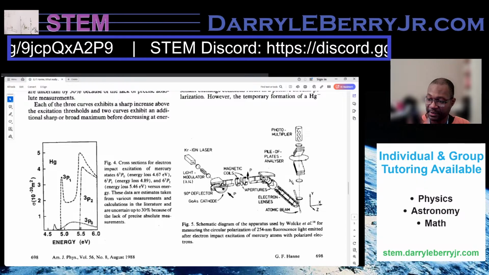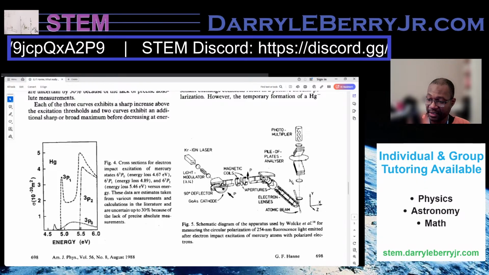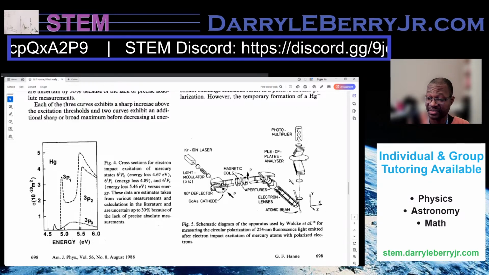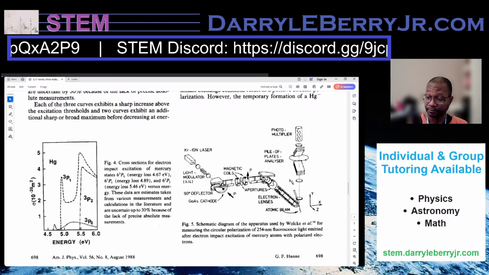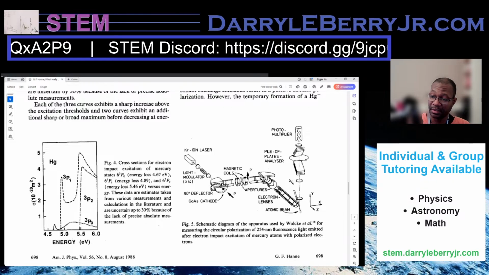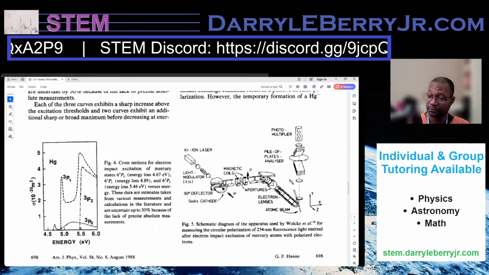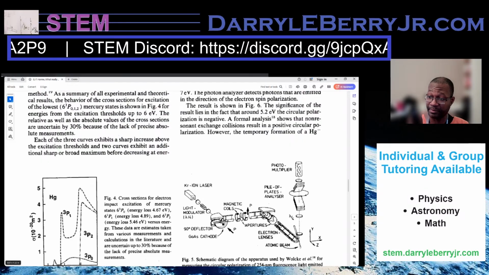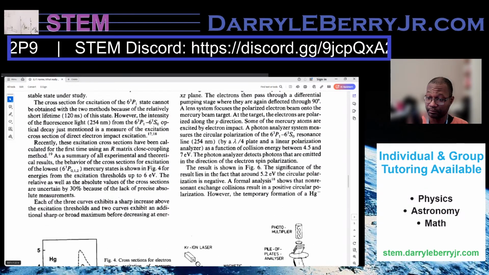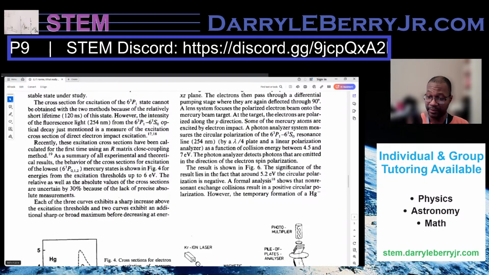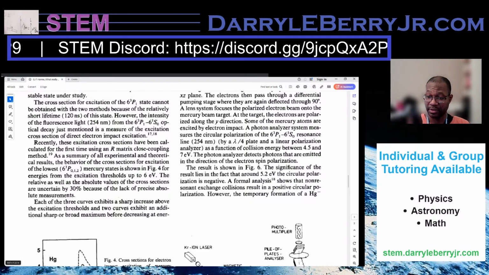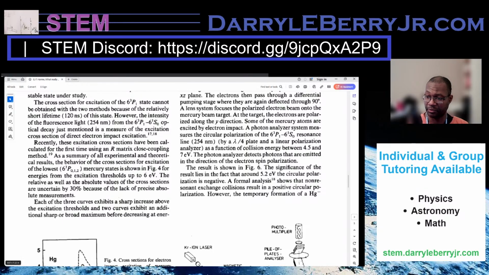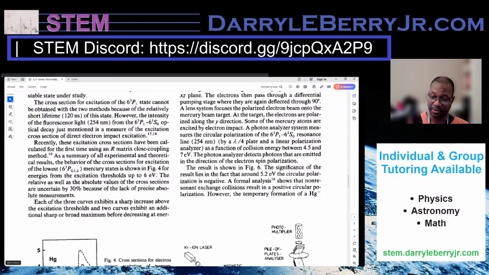These data are estimates taken from various measurements and calculations in the literature and are uncertain up to 30% because of the lack of precise absolute measurements. It's a pretty big uncertainty. Well, I guess in general, but suppose it's pretty close for what we're measuring, something so small. The relative as well as the absolute values of the cross sections are uncertain by 30% because of the lack of precise absolute measurement. So he agrees it's a pretty big error margin.